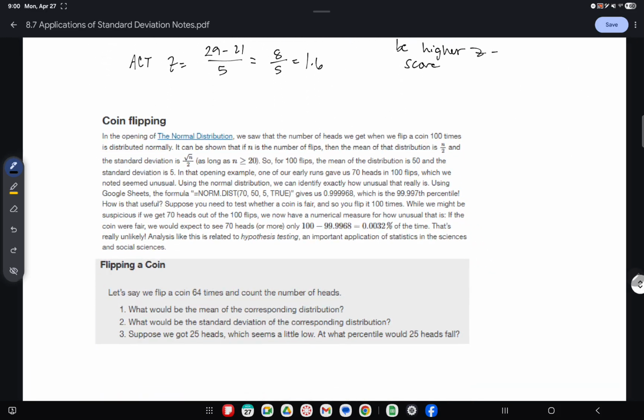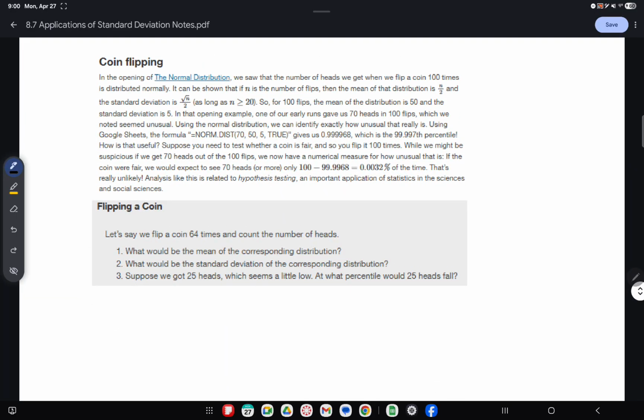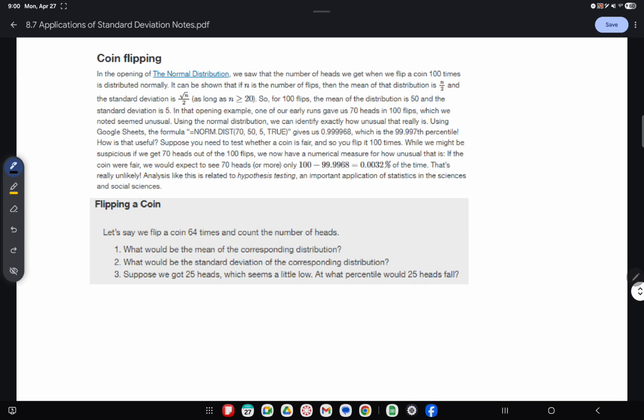Okay. All right, let's look at coin flipping. So, let's say we flip a coin 64 times, and then we're counting the number of heads. So what would the mean of the corresponding distribution be? Okay, well, maybe I should read this part first. So, we've got number of heads, and we're flipping a coin 100 times.